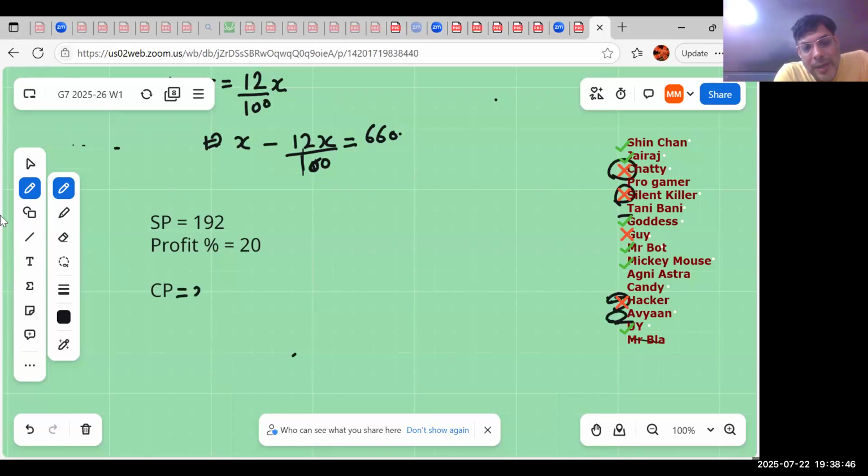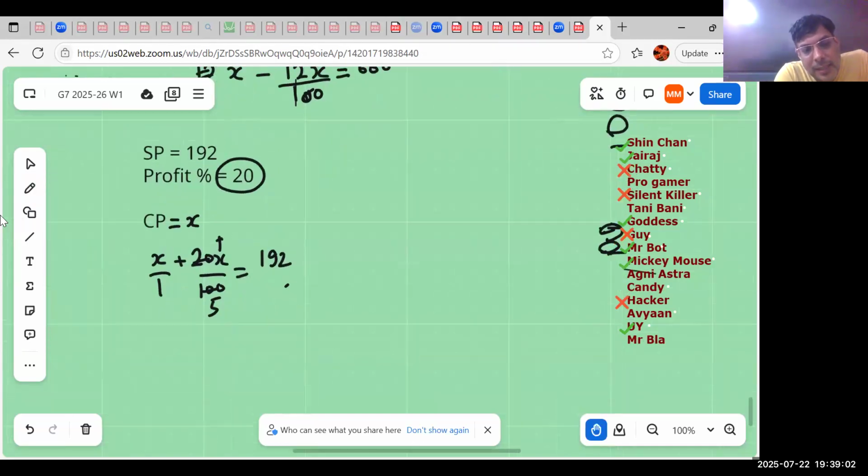So CP is equal to X. So CP plus 20% of X, that is 20X upon 100, is equal to 192. So that is equal to 1/5. So I will take LCM. I will get 6x upon 5 is equal to 192.